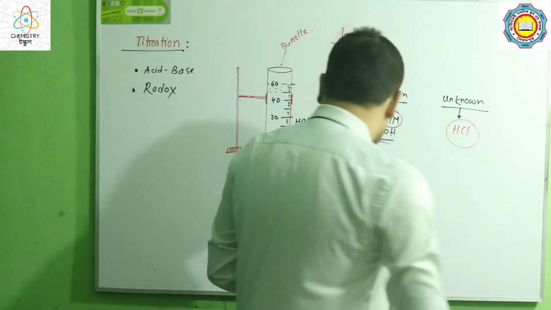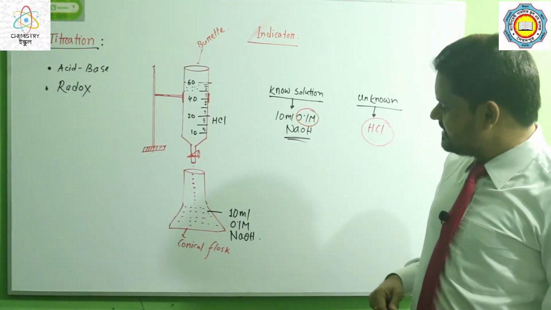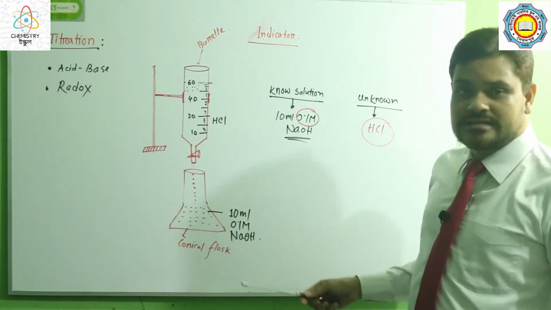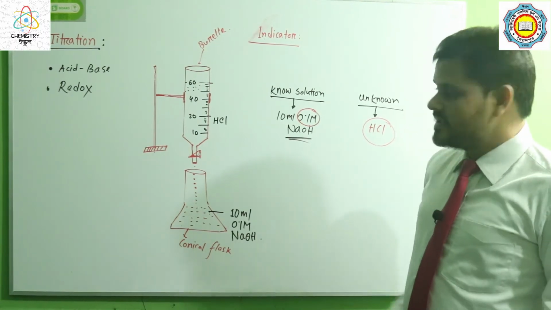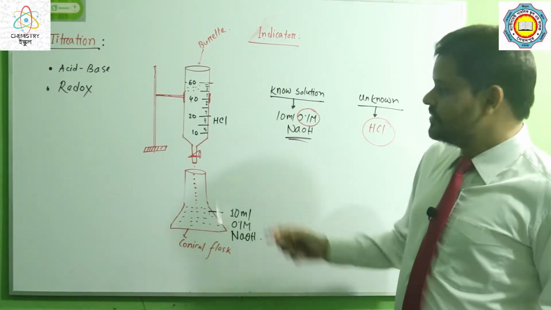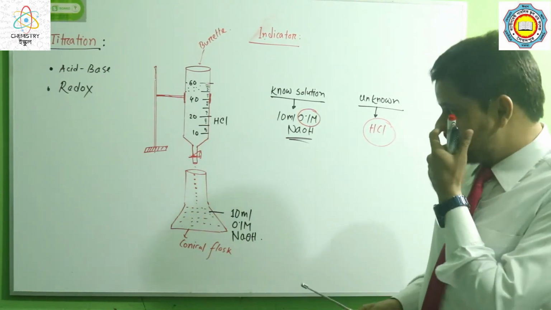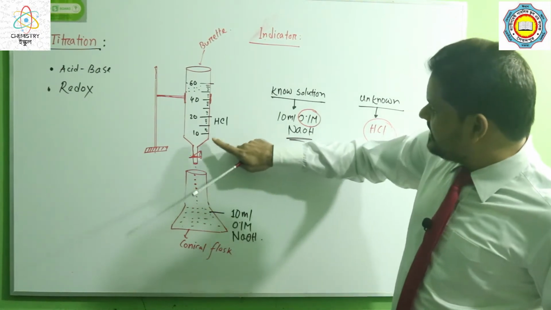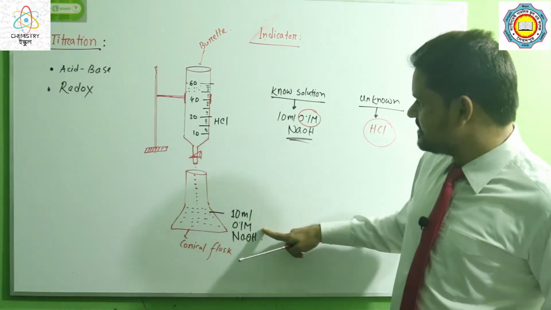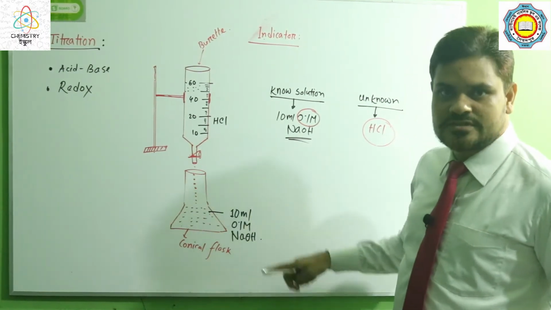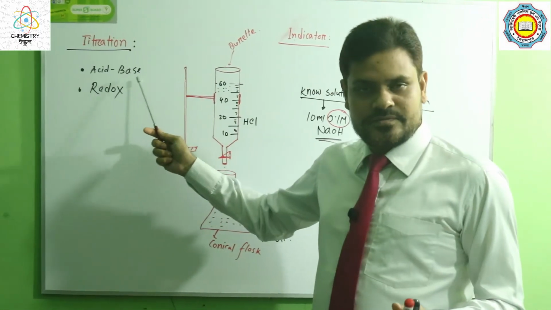Here, look at this. There is a sodium hydroxide solution here, 10 milliliters of 0.1 molar sodium hydroxide. This solution is the known solution and that one is the unknown solution. We take a stand to keep the burette. When we add HCl to this solution, it is acid and base, so there is a titration between acid and base.